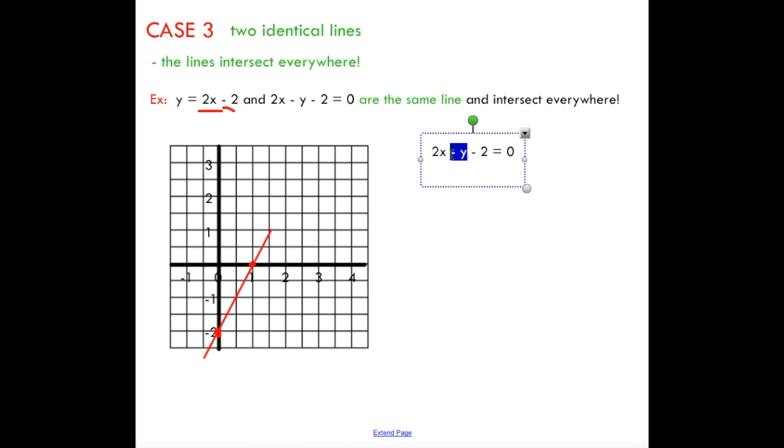Remember, to solve for y, it would be easiest for us to just take our -y and bring it over to the other side of the equation. If I just rewrite it like this, you can see they're actually the exact same line. If I just sort of move this on top of the other one, you can see that they're exactly the same. With identical lines, they intersect everywhere, so every single point that is on one line is on the other.